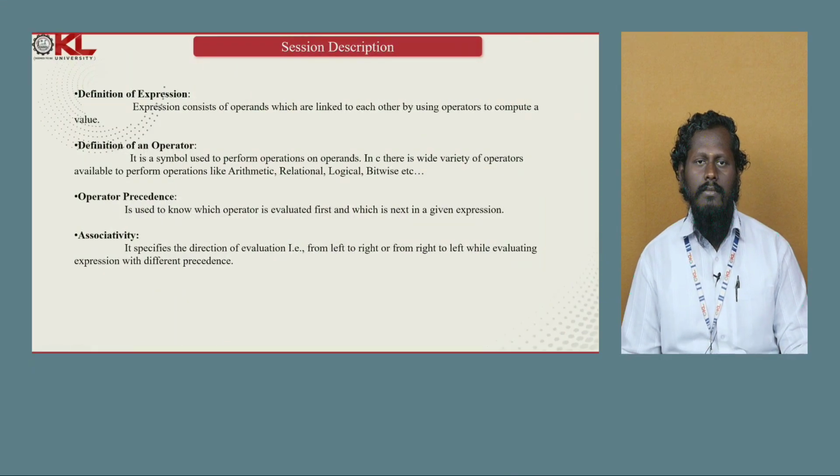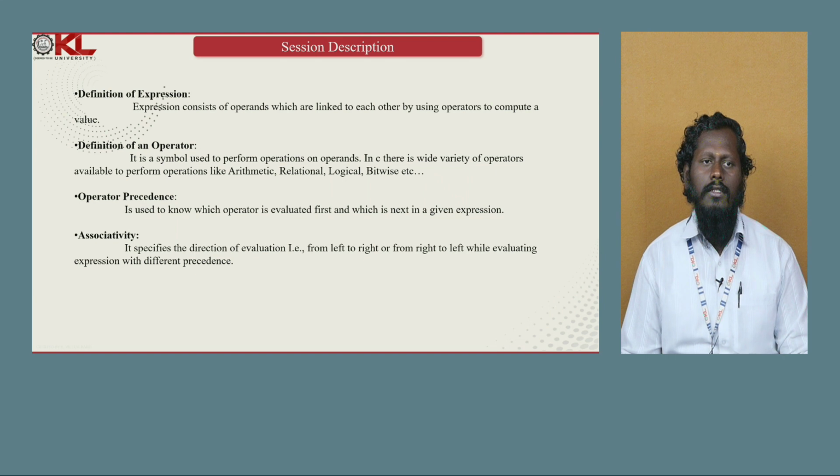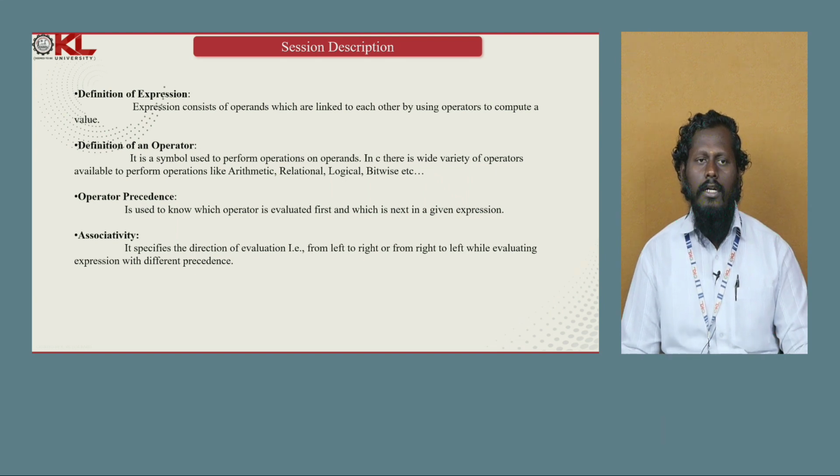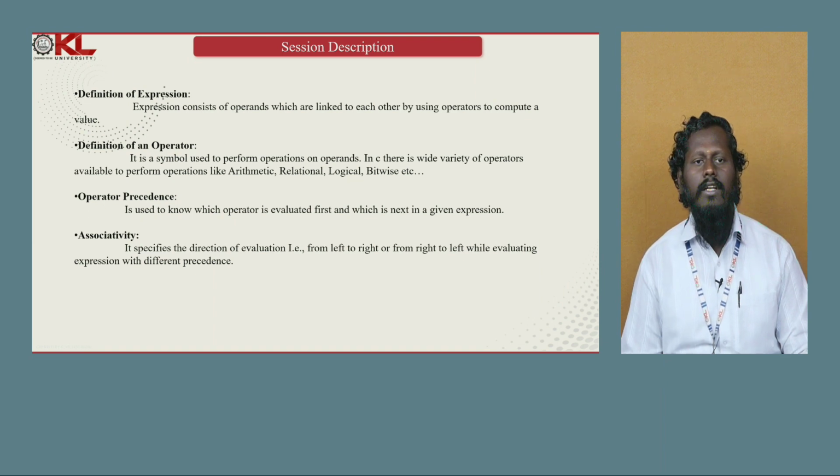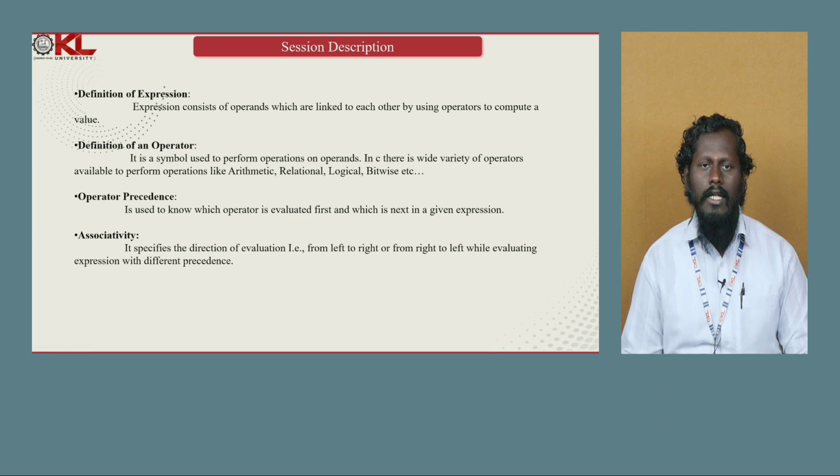And so some simple description is given here. Definition of expressions. The expression is nothing but the combination of operators as well as operand. So I given a simple definition here. The expression consists of operands which are linked to each other by using operators to compute the value. So nothing but we have to compute the values by evaluating the expressions.